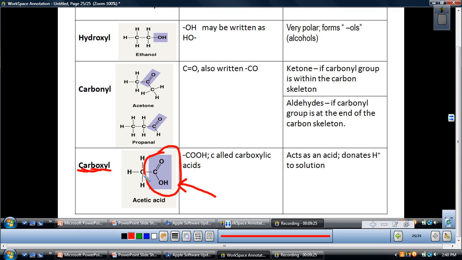If you add that C double bonded to O with an OH to a carbon chain, it makes it act as an acid. Because what it's going to do is donate the H+. This breaks off, and it's going to donate that H as an H+ in solution. So if you have this C double bonded to an O with an OH on the same carbon, it's called a carboxyl group. They're known as carboxylic acids because they make something act like an acid because it donates its hydrogen ions. Okay? Make sense?